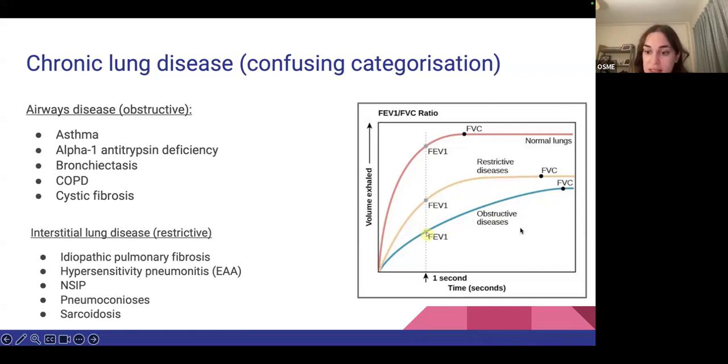Whereas in obstructive diseases, there's phlegm, there's infection, there's loads of other material essentially in the lungs and the airways. That means it's harder for the air to get out in 1 second, but eventually they'll get air out. So the FEV1 to FVC ratio actually is lower.